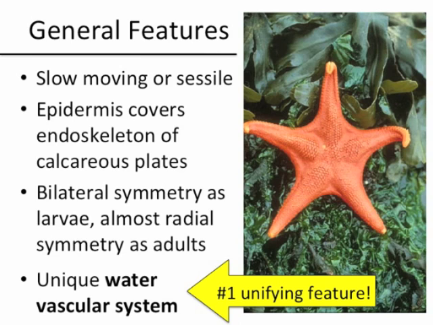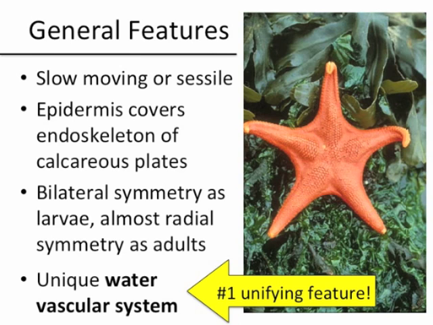So in general, they're pretty slow moving or sessile, which means they don't move. Some species will not move very much. They have an epidermis that covers an endoskeleton. So unlike arthropods, which had a skeleton on the outside, echinoderms have a skeleton that's inside of another layer of cells called an epidermis. Epidermis is like skin, right? So they have a skin on the outside, and their endoskeleton is made of calcareous plates, plates of a hardened substance.